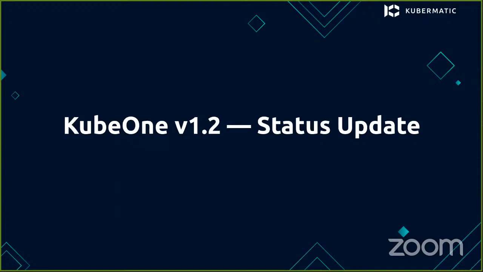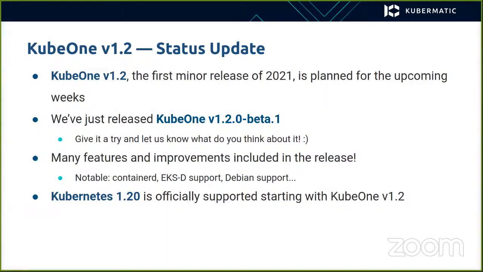We are going to start with the v1.2 status update. KubeOne v1.2 is going to be the first minor release of this year and is planned for the upcoming weeks. Just today, we have released beta 1 of the KubeOne v1.2 release, so give it a try and let us know what you think about it. We very much appreciate the feedback. Many features and improvements are included in this release, such as support for Containerd, support for Amazon EKS-D, Debian support, and much more. And maybe the most important is that Kubernetes 1.20 is officially supported starting with this release.